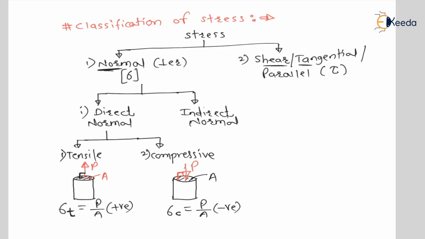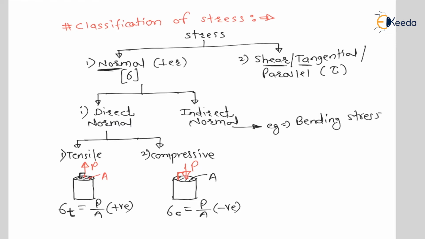As here force is directly applied on the area, therefore it is called direct normal stress, right? Tension and compression are the types of direct normal stress. Again, in indirect normal stress, the example is bending stress. Bending stress is indirect normal stress.